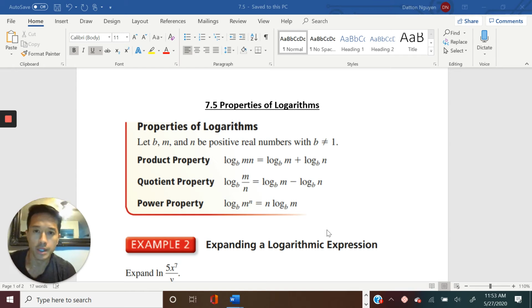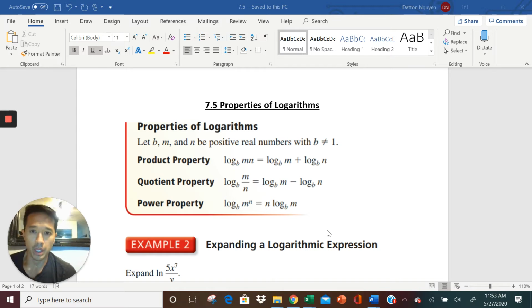Guys, on your next assignment, this would be your last assignment for the year, 7.5 properties of logarithms. This will go up before 1 p.m. today. There are 3 properties that you're going to see a lot when you go into college algebra or pre-cal next year. These 3 properties are the product property, quotient property, and power property of logarithms.